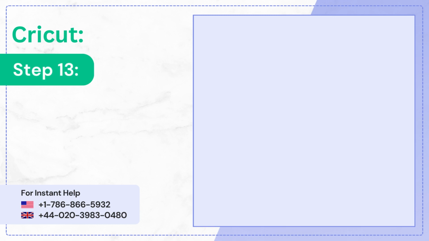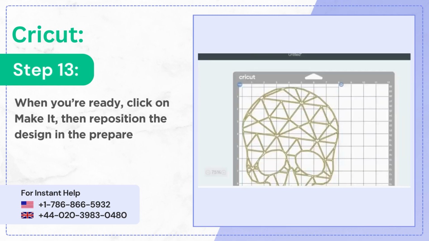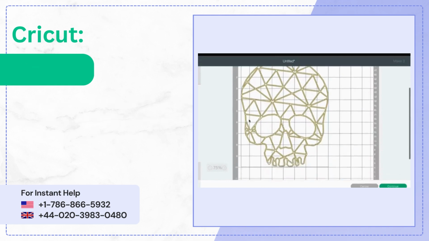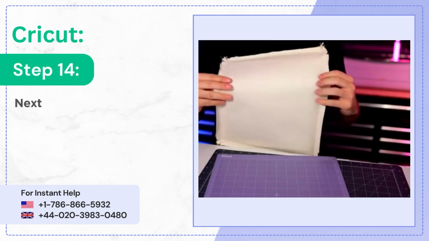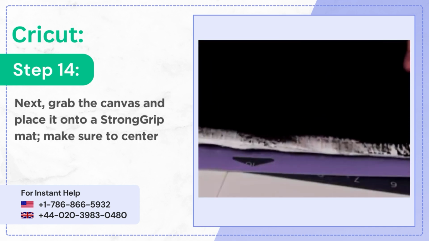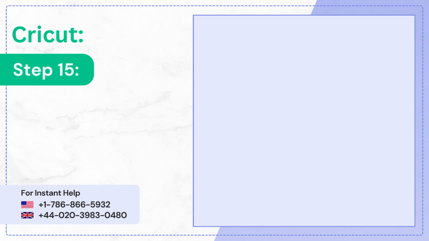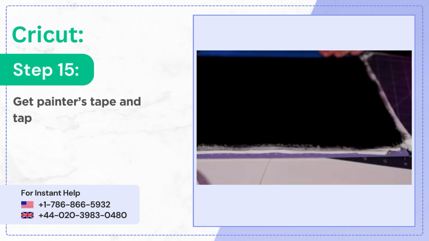Step 13. When you're ready, click on make it, then reposition the design in the prepare screen. Step 14. Next, grab the canvas and place it onto a strong grip mat. Make sure to center it as evenly as possible. Step 15. Get painter's tape and tape down the sides.